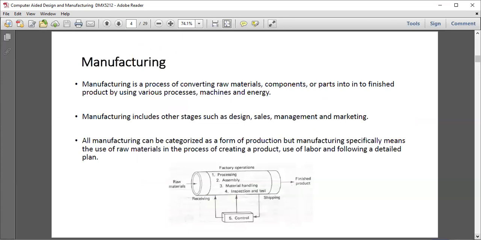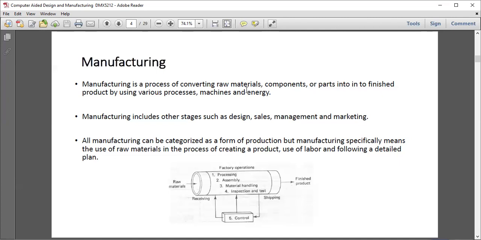Now we will see the terminology, or the definition of manufacturing. Manufacturing is conversion of raw materials into tangible products, that means usable products. Manufacturing can be defined as the value addition process to raw materials or components or parts, to make a finished product which can be used. For this we use various types of machines and processes, and we need energy for all of these.